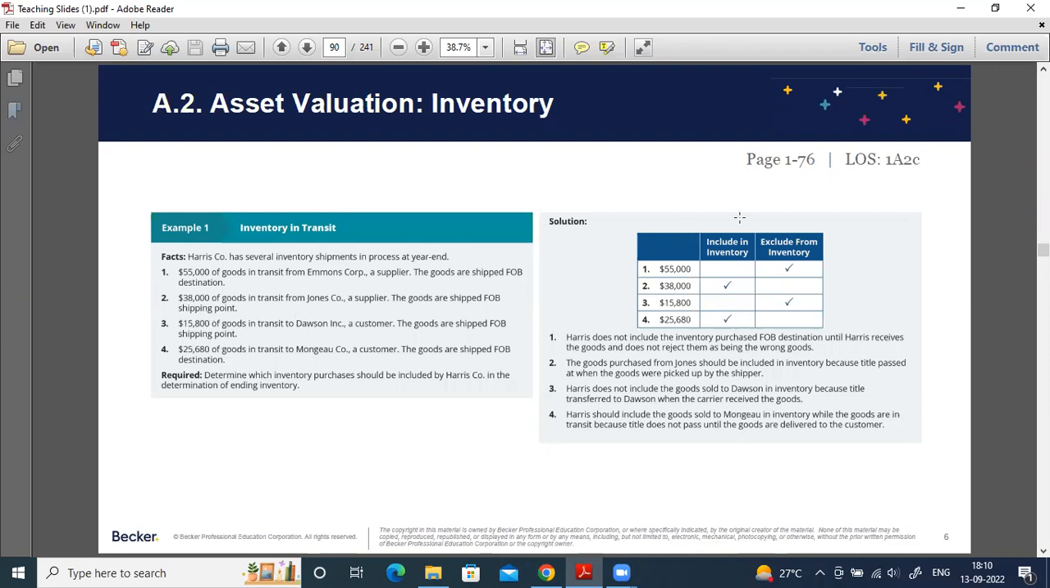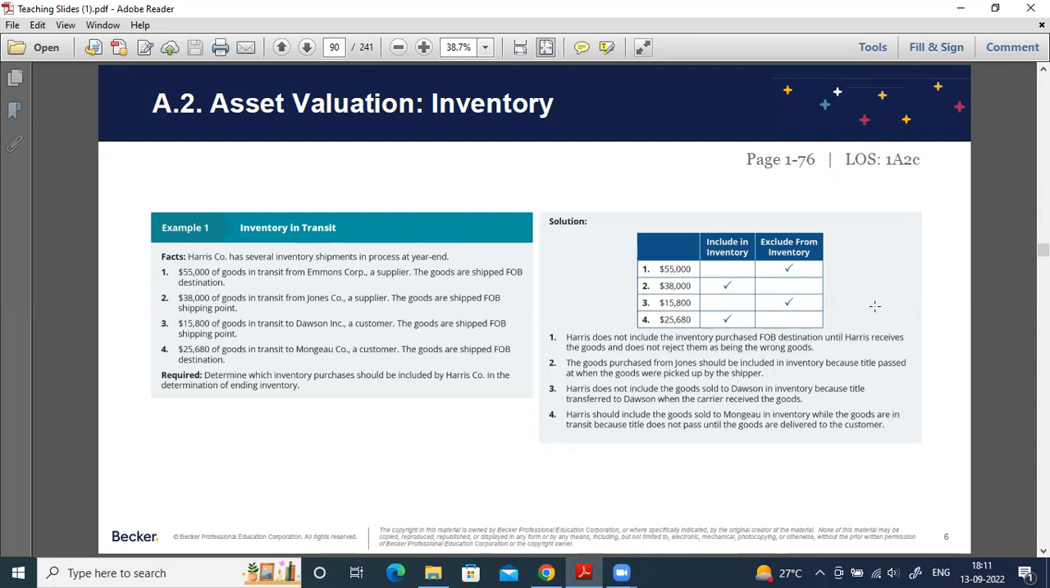Now what we need to do further is whether we need to include it in the inventory or exclude it from the inventory. Try to understand this. Harrisco does not include an inventory purchase made FOB destination until Harrisco receives the goods and does not reject them as being wrong goods. The supplier, Emmons and Co., sent the goods. The goods are in transit, shipped free on board. Now, the question is, can Harrisco include it as inventory?